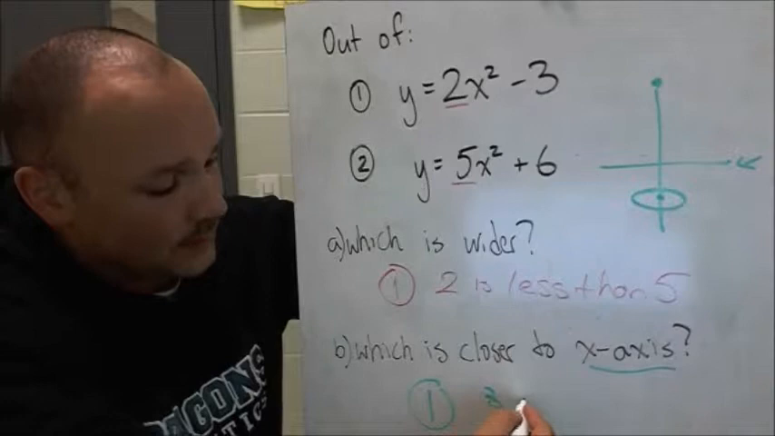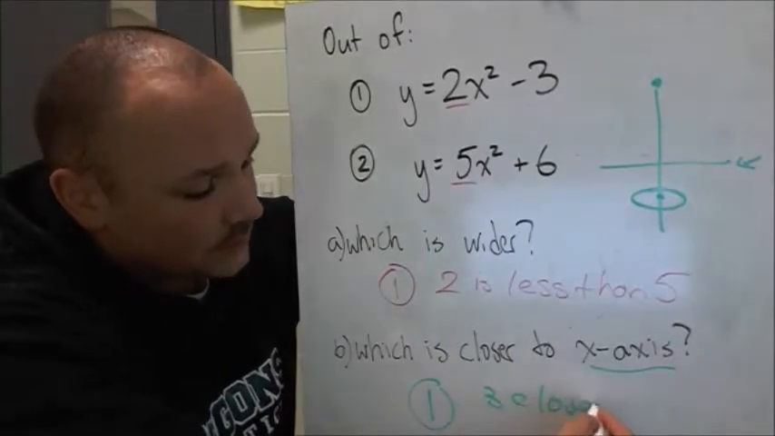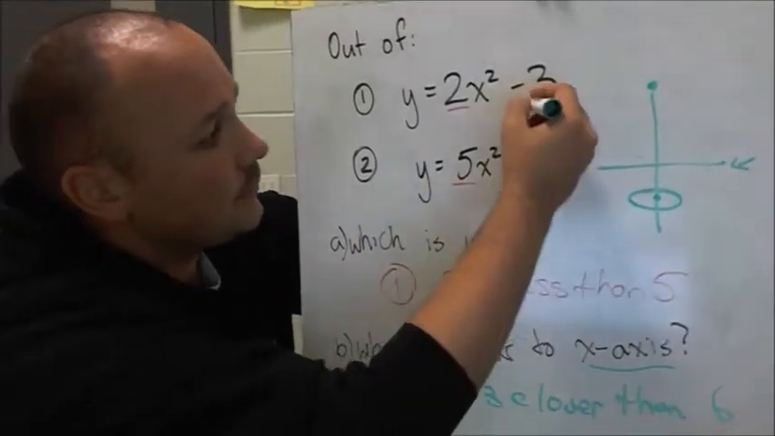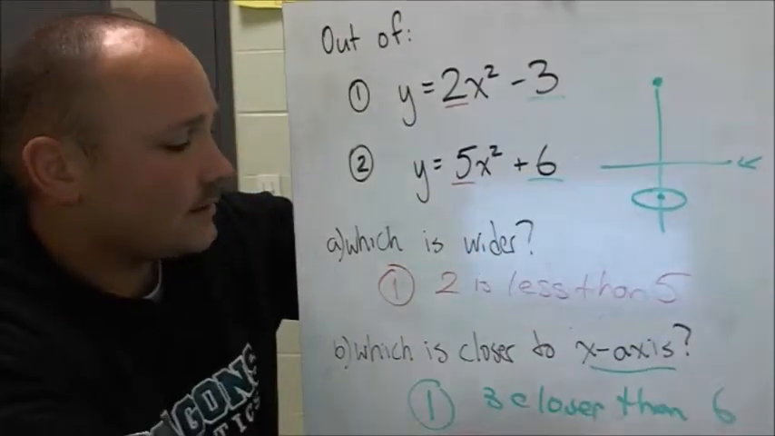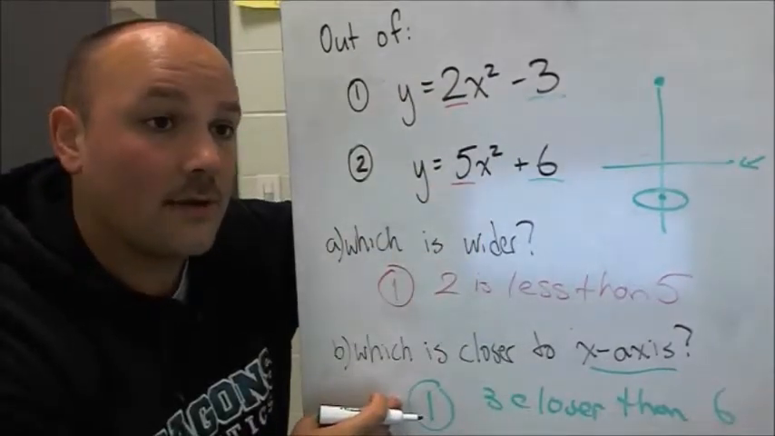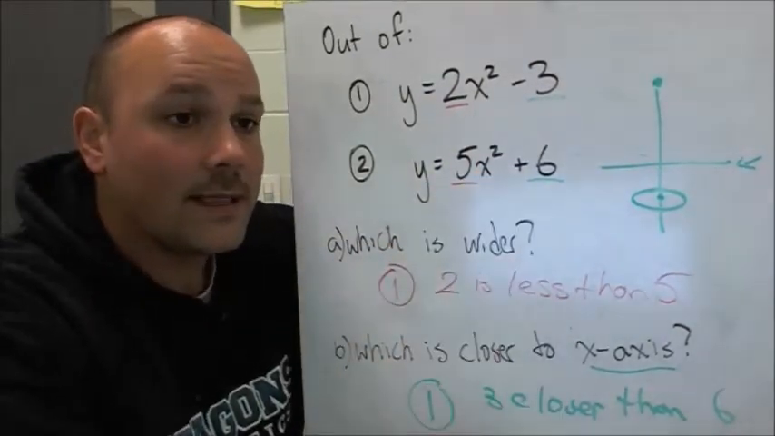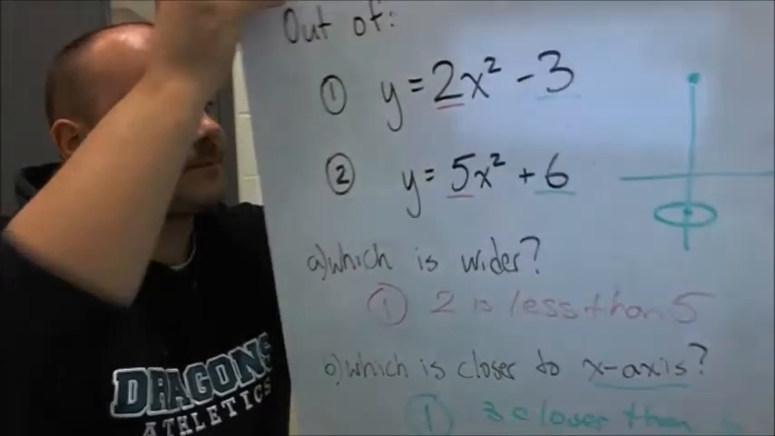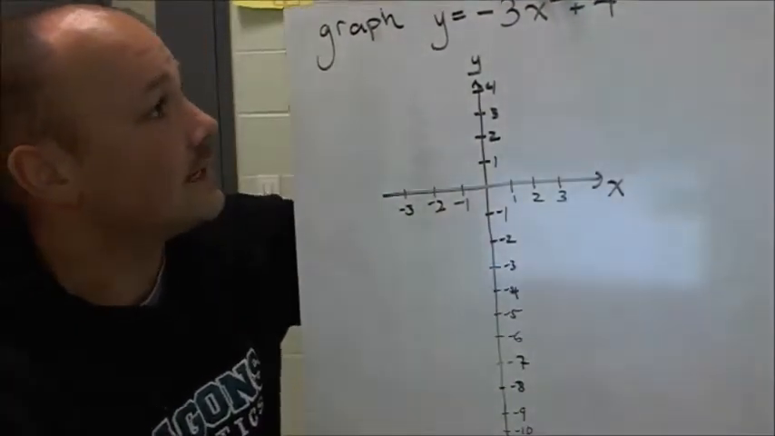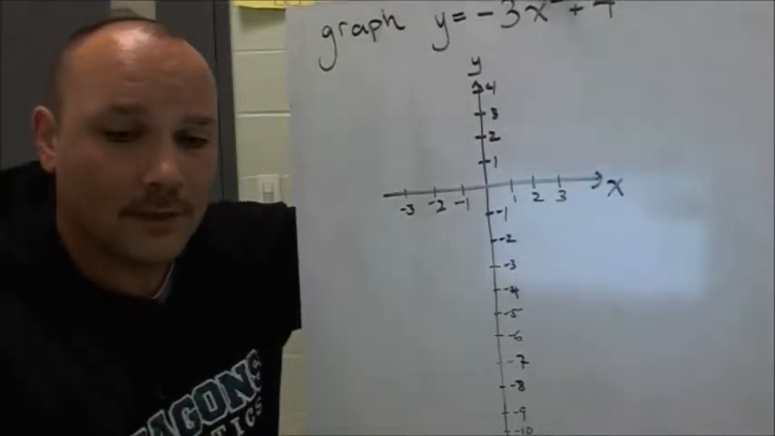So 3 is closer than 6. Okay, so 3, 6. Okay, so if we want to talk about width, we're talking about the multiplying number. If we want to talk about how far it's going, we're talking about the adding number. Okay? All right. So the next thing we're asked to do is actually graph a parabola.